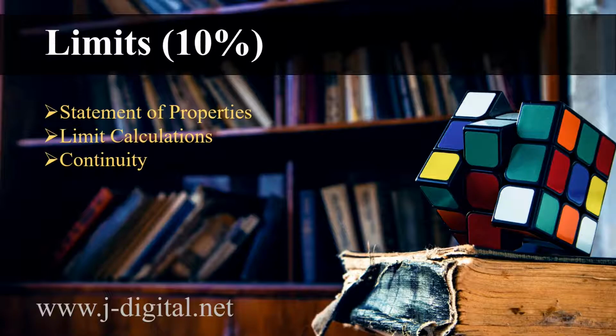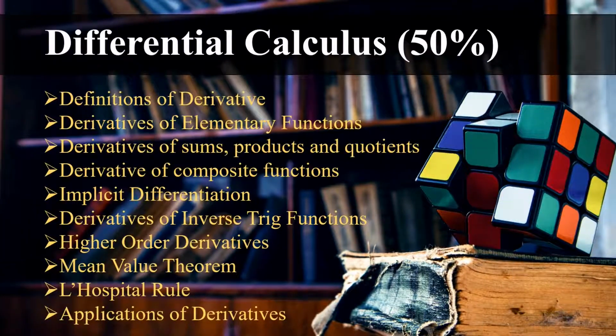So 10% of the test is over limits. They include statement of properties, limit calculations, and continuity. 50% of the test covers differential calculus. This includes definitions of derivatives, derivatives of elementary functions, derivatives of sums, products, and quotients, derivatives of composite functions, implicit differentiation, derivatives of inverse trig functions, higher order derivatives, mean value theorem, L'Hospital rule, and applications of derivatives.